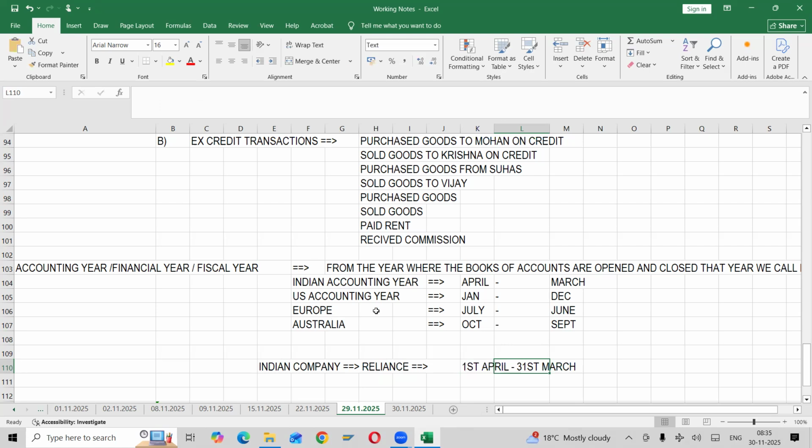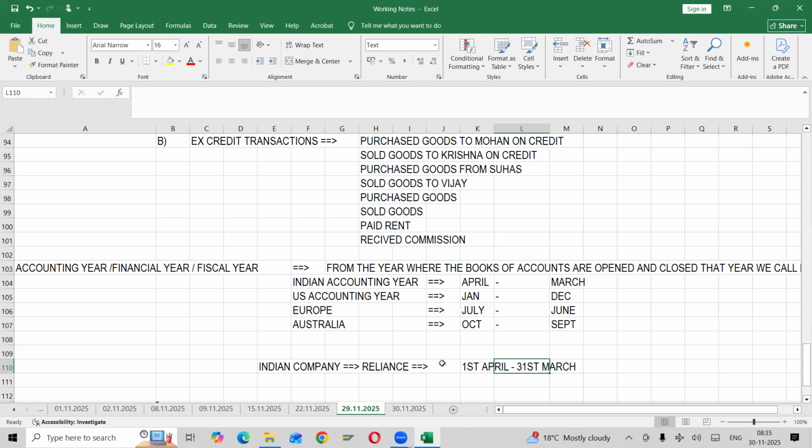European countries, for example SAP AG, will open their books on 1st July and close on 30th June. If you take BMW, same. BMW is a European company, a German company, right? So they will start their accounting books on 1st July and close on 30th June. Clear? So like this, whatever.